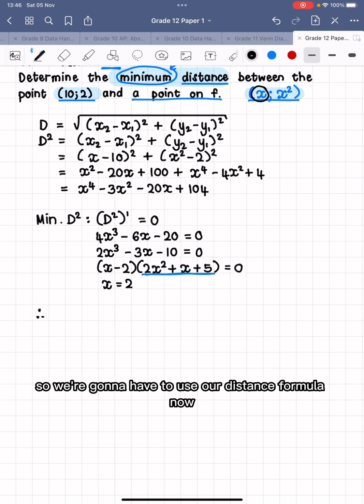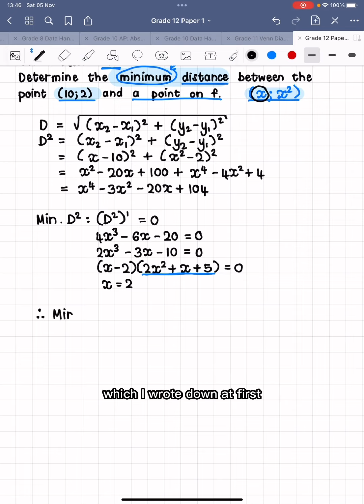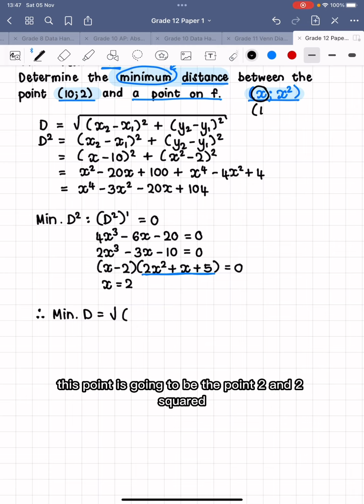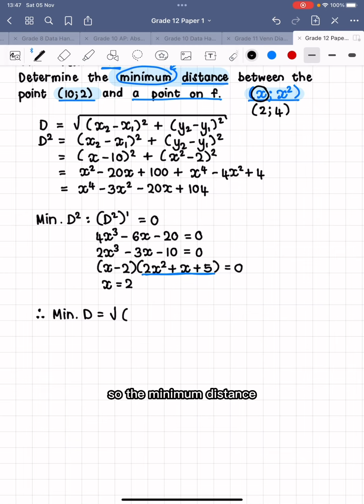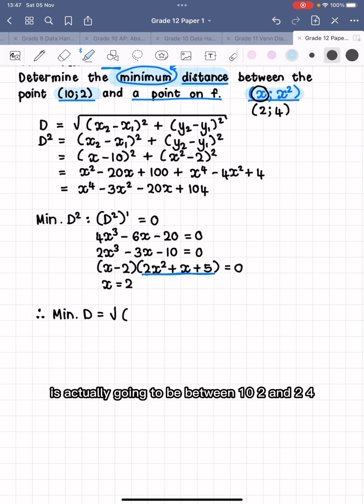So we're going to have to use our distance formula now, which I wrote down at first, and actually calculate that minimum distance. So now our 2 points are, if x is 2, this point is going to be the point (2, 2 squared), which is (2, 4). So the minimum distance is actually going to be between (10, 2) and (2, 4).